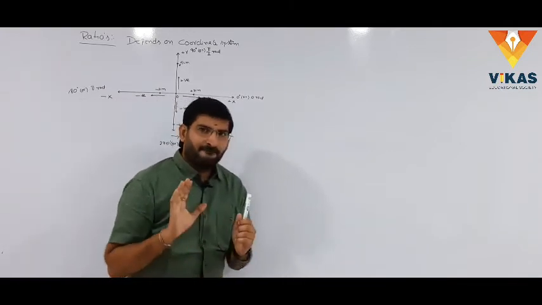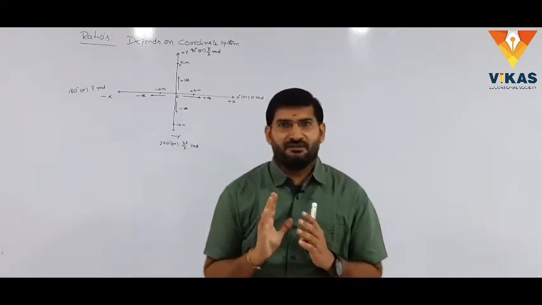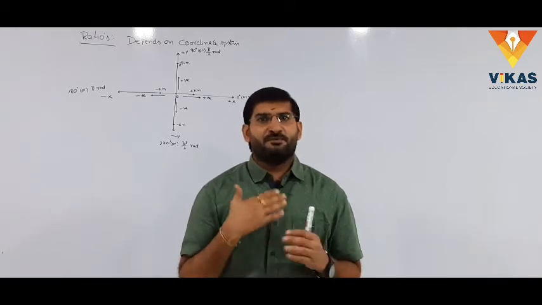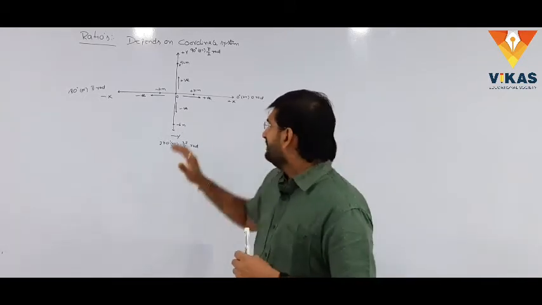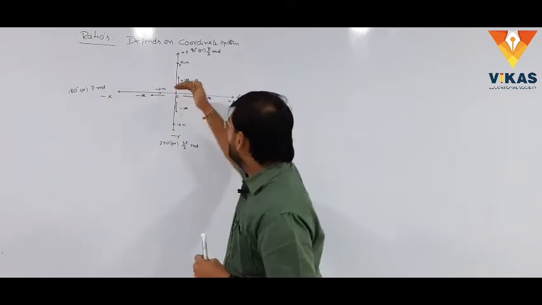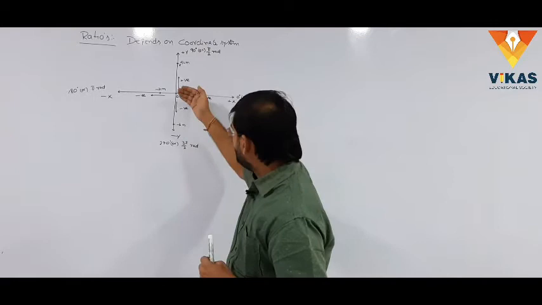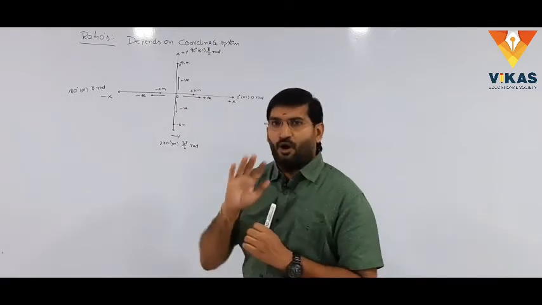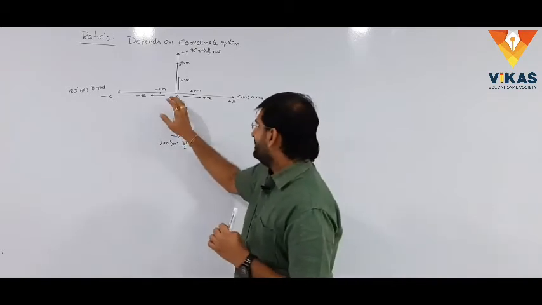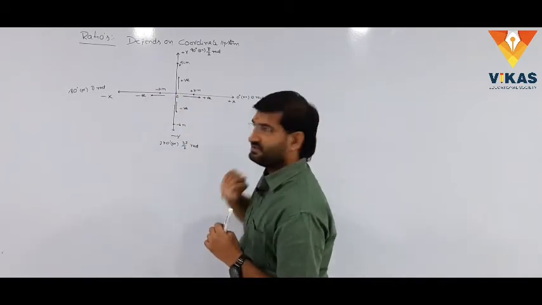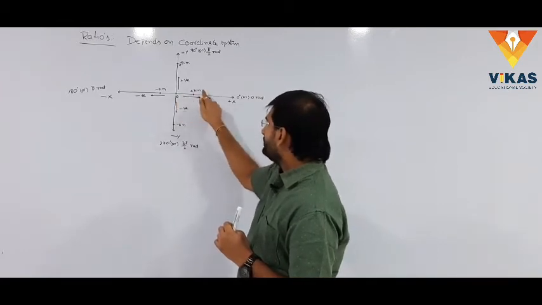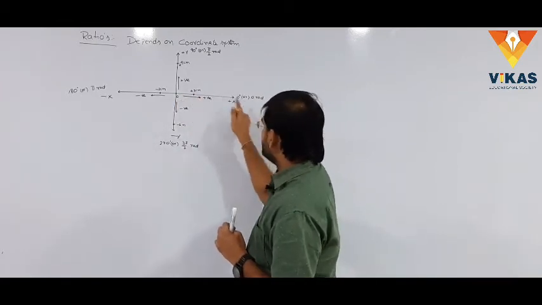Listen students, the coordinate system is a very important system which plays the main role in physics. It depends upon the directions. This is the positive x direction, this is the negative x direction, this is the positive y direction, and this is the negative y direction. All the distances are measured from the origin only. Where is the origin? Here O is the origin. This distance is measured from O only. O to 3 centimeters, which is along the positive x direction, that is positive.